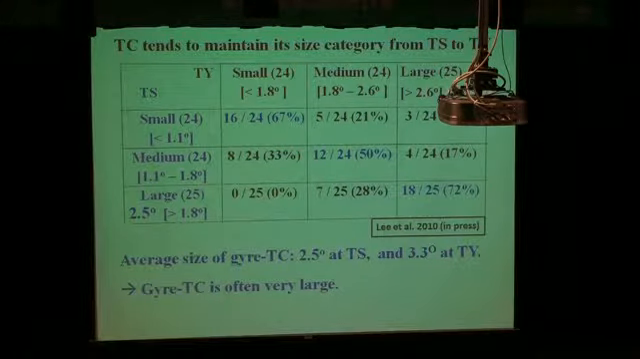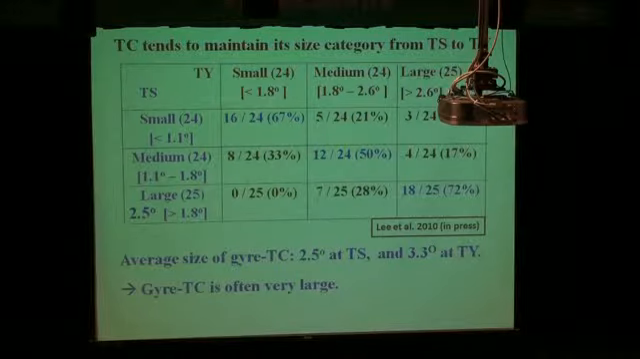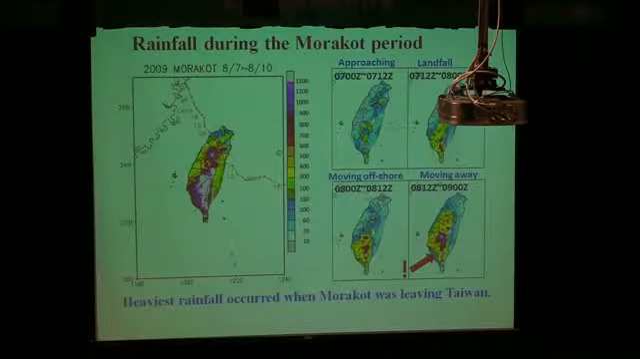And for all the TCs, for the monsoon TCs, the average size at TS stage is 2.5 degrees. That's about 0.7 degrees greater than the threshold value. And at typhoon stage it is 3.3 versus the threshold of 2.6. So the answer seems to be okay, that monsoon TC is often very large. And then let's look at the rainfall.